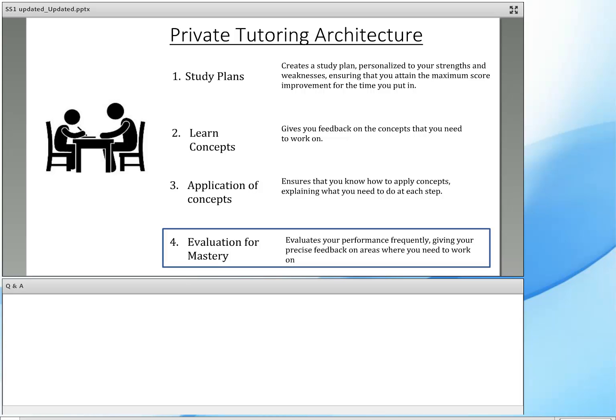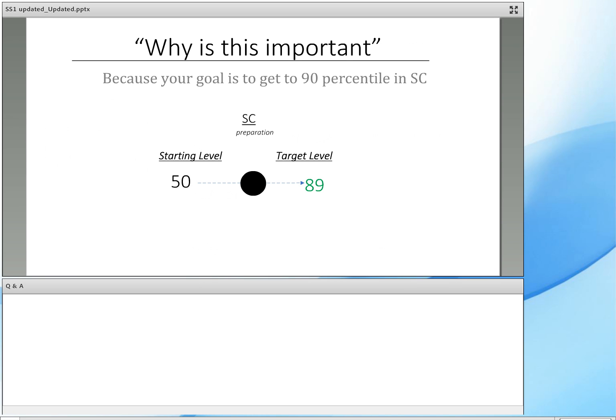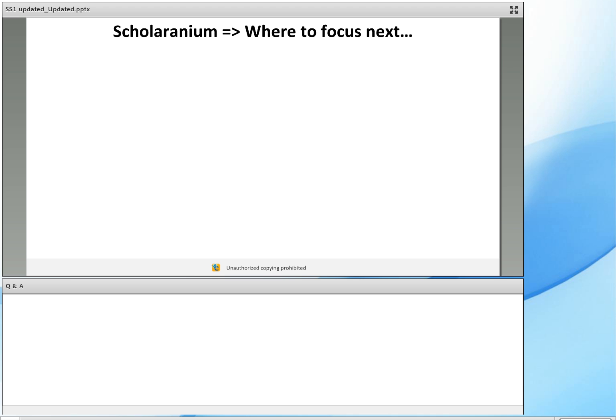The last piece is evaluating whether you've learned well enough so that you can move from one topic to the other. And again, why do we need to do that? Because your goal is not to study sentence correction. Your goal is to achieve 90 percentile ability in sentence correction. And to do that, we don't require that you take mock tests. We have something called ability quizzes in this platform called Scholaranium. And so over there, you can take an SC ability quiz and it'll give you an ability score.